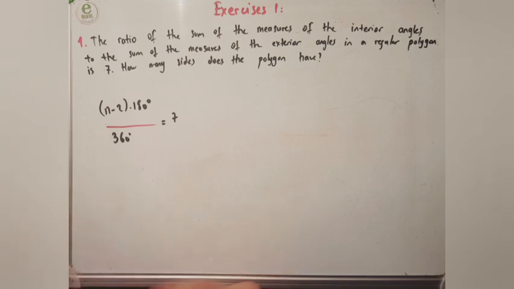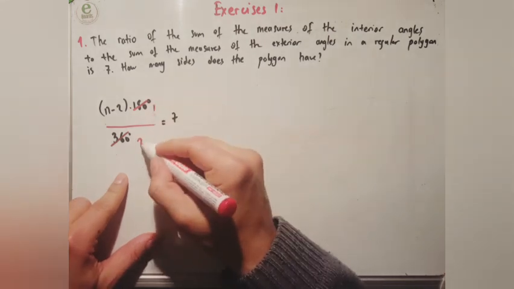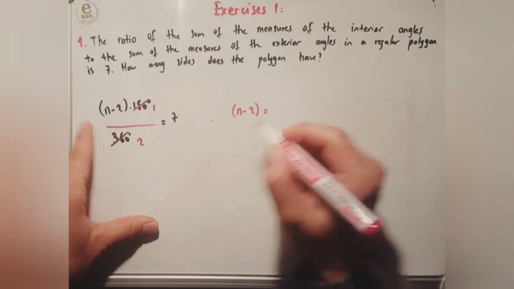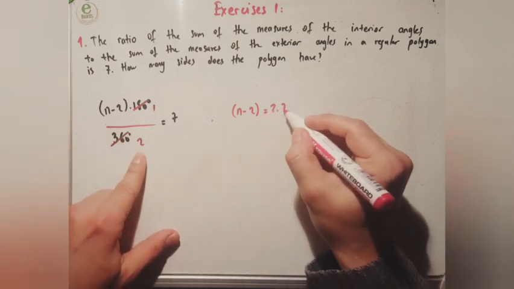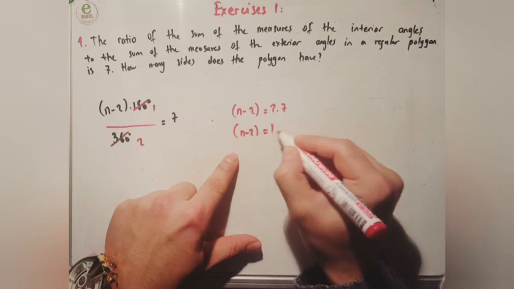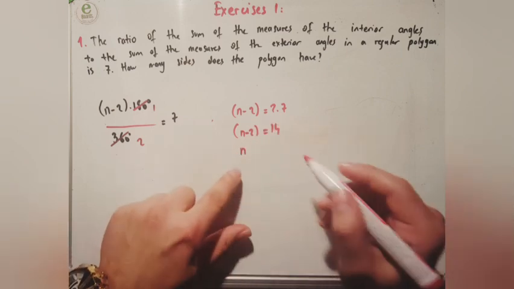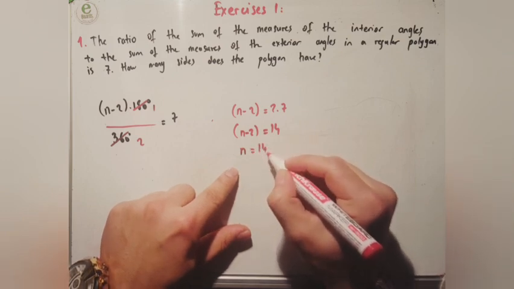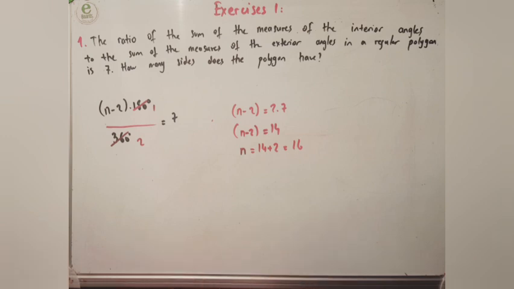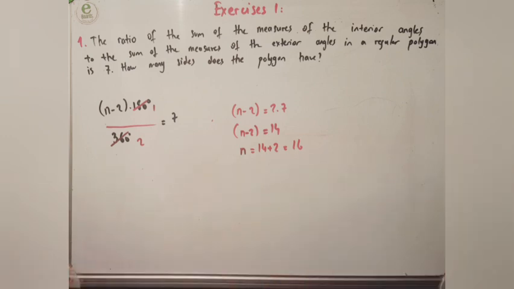So here we can simplify 180 and 360, 1 and 2. So n minus 2 is equal to 2 times 7. From here we get n minus 2 is equal to 14. Take negative 2 to the other side. It's going to be 14 plus 2, which is 16. So the polygon has 16 sides.